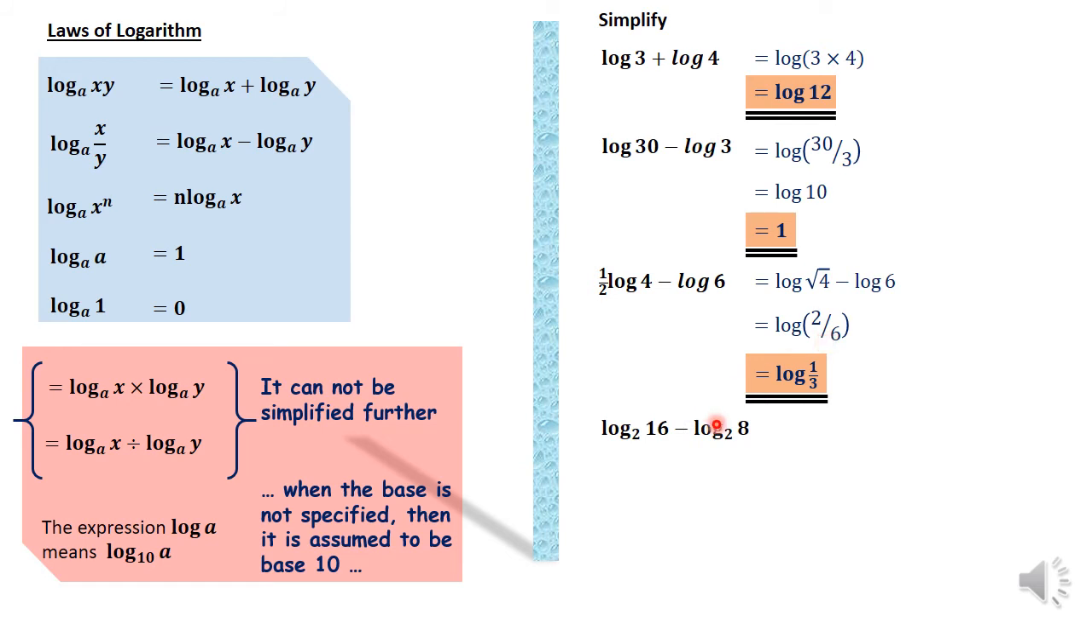Now, if we have log of 16 to base 2 minus log of 8 to base 2, it's going to be log of 16 divided by 8, which is log of 2 to base 2, which is, again, 1, because log of a number at the same base is 1. Turning on to more examples.